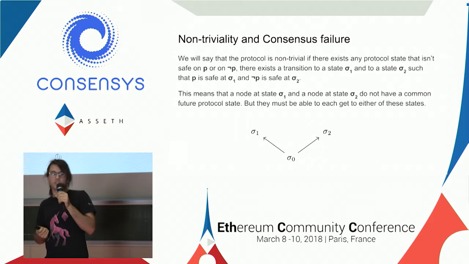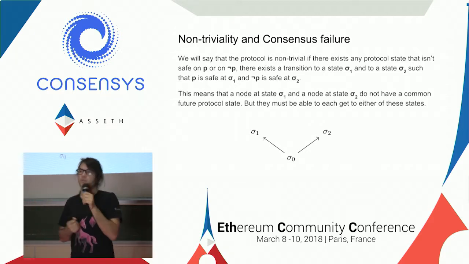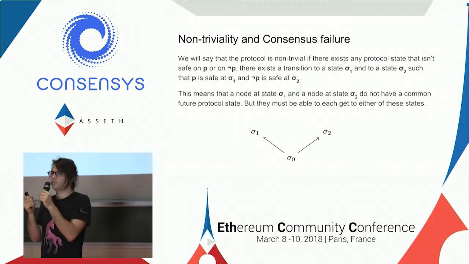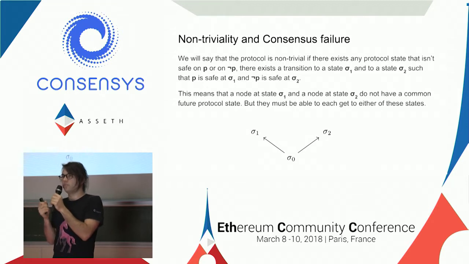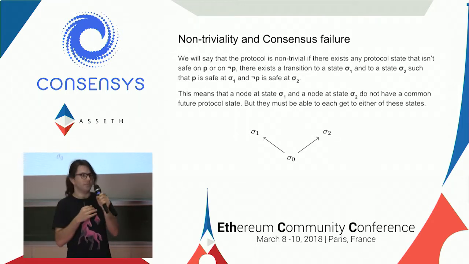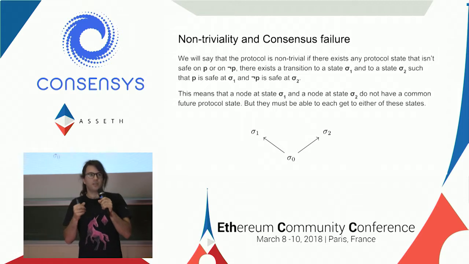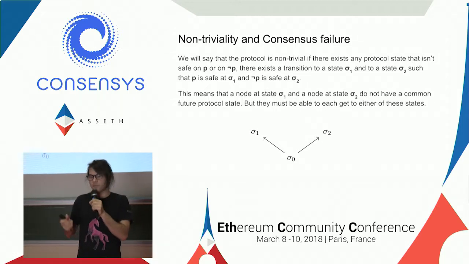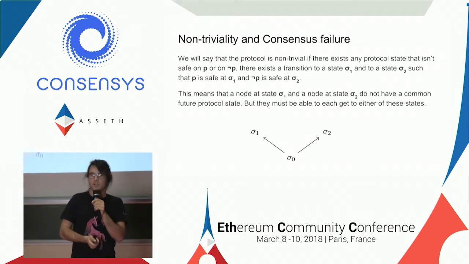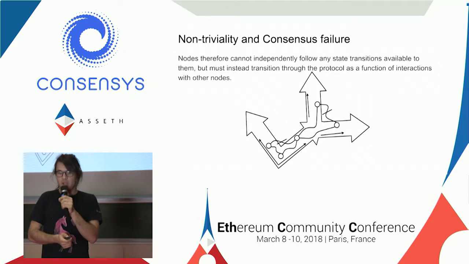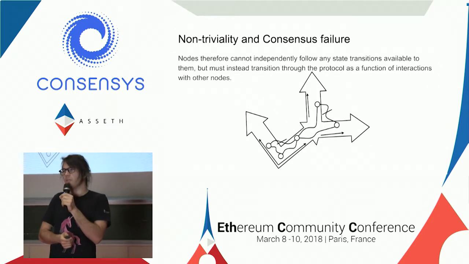And so that means that it must be possible for you to get to a state where you decide on 1, and it must be possible for you to get to a state where you decide on 0. However, it must be possible for me to go to 0 and me to go to 1, but somehow we have to coordinate to each end up in the same place. So it's just not necessarily trivial. We can't independently follow our state transitions.